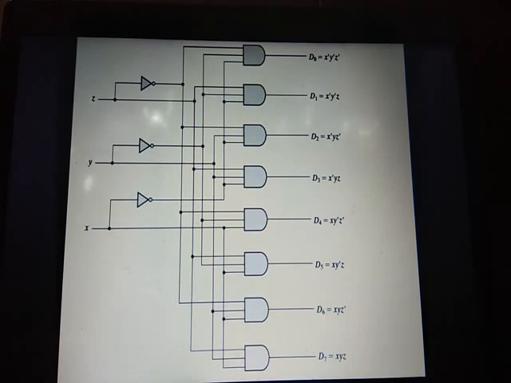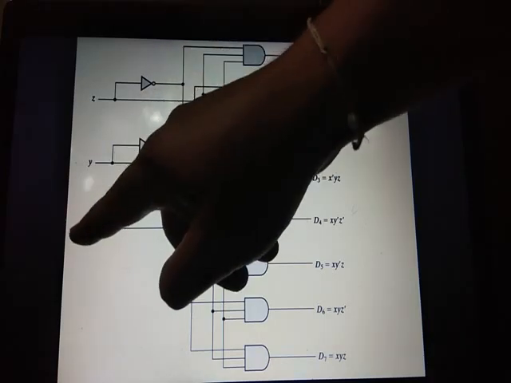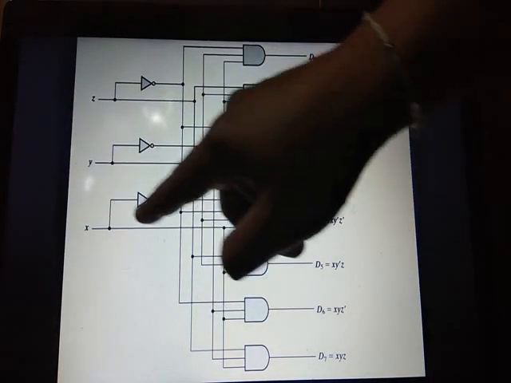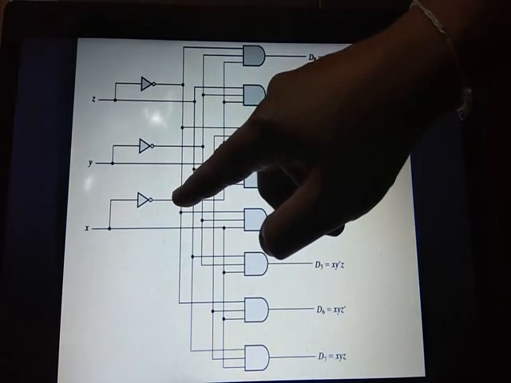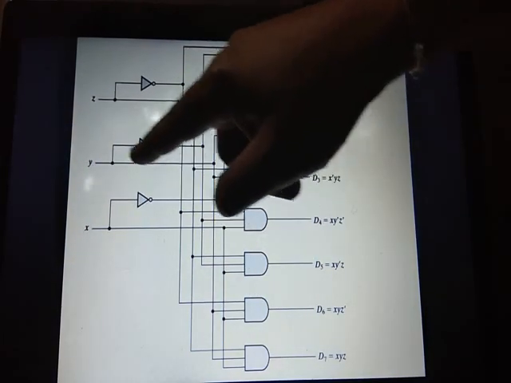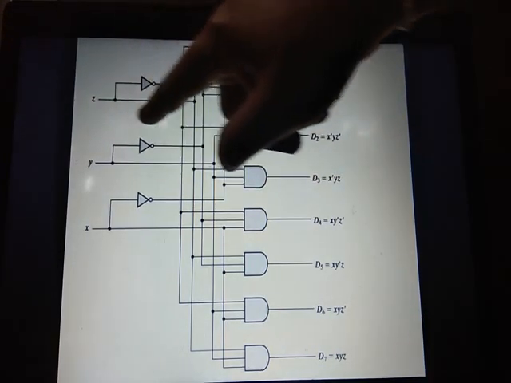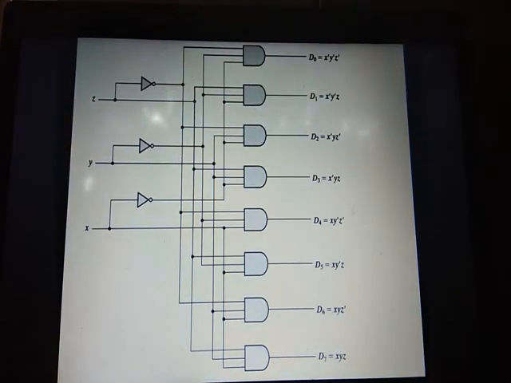We'll use a circuit diagram for this one, which is made up of AND gates. AND gates are used in the decoder, and here 3 inputs are there which are going to have a normal input as well as a complemented input. X has a normal input and a complemented input. Y has a normal input and a complemented input. Z has a normal input and a complemented input.